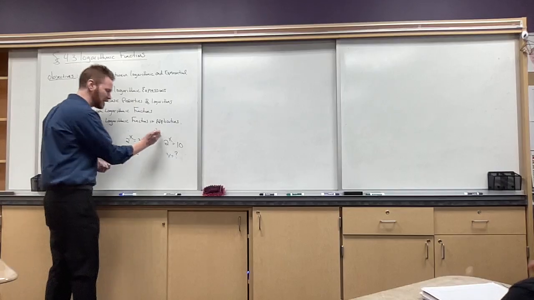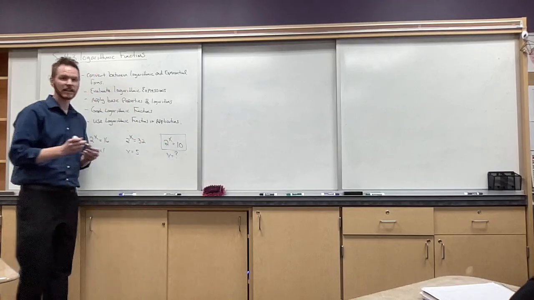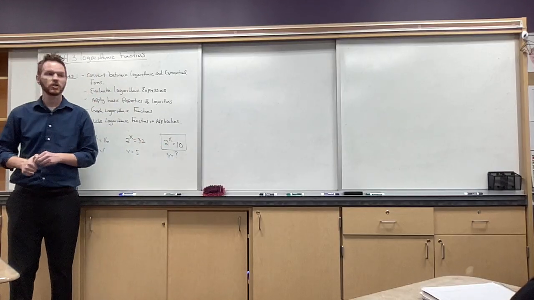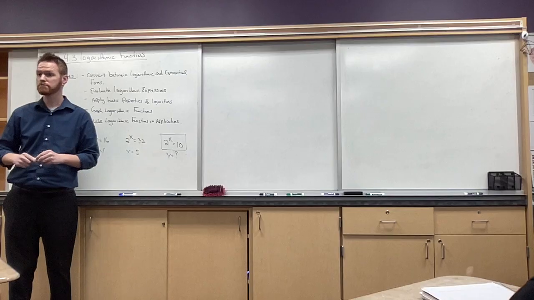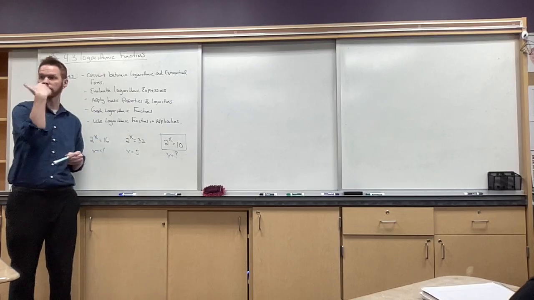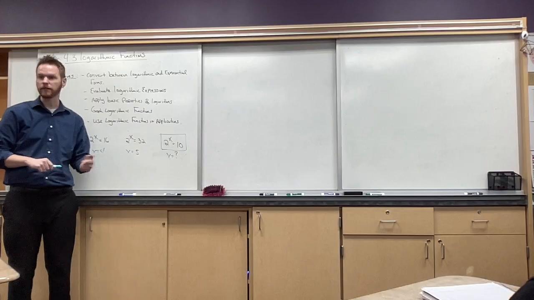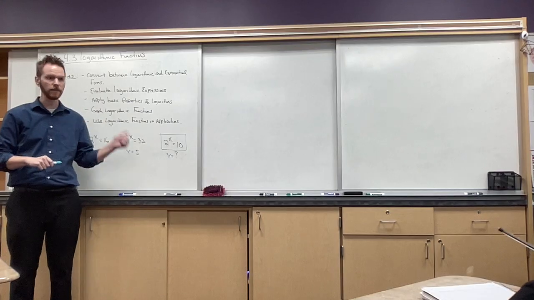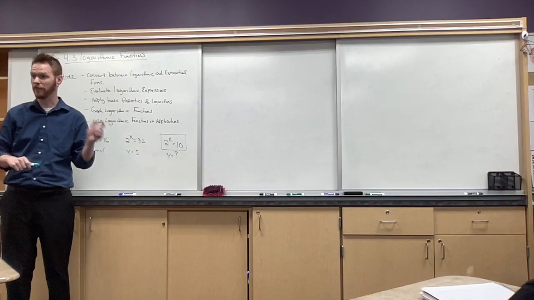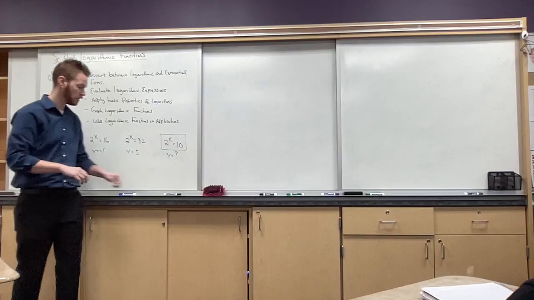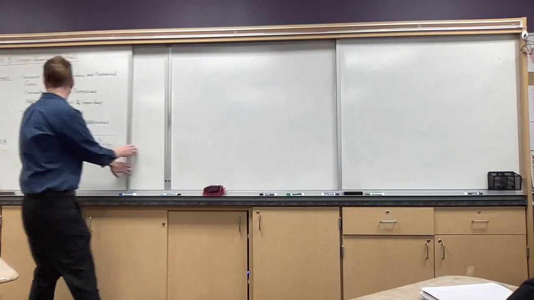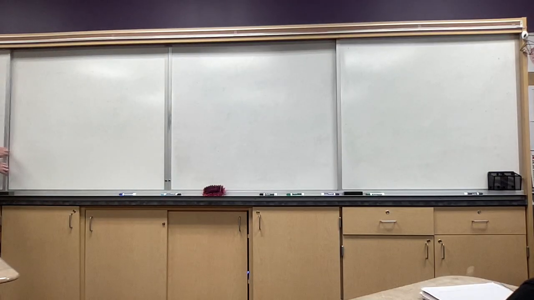So here's the deal. 2 to the x, that's an exponential function, right? So is that a 1-to-1 function? Yeah, it is. It passes the horizontal line test, if you look at it graphically. So it has to have an inverse, huh? So what's the inverse to an exponential? That's what we're going to look at today. Okay? So let's talk about that.